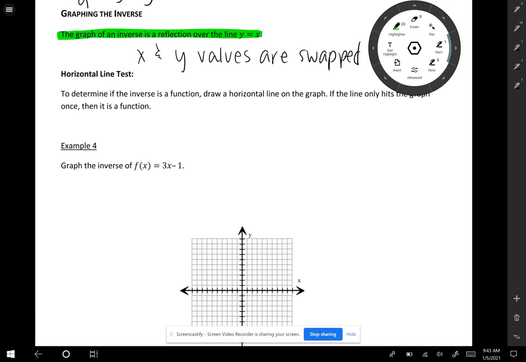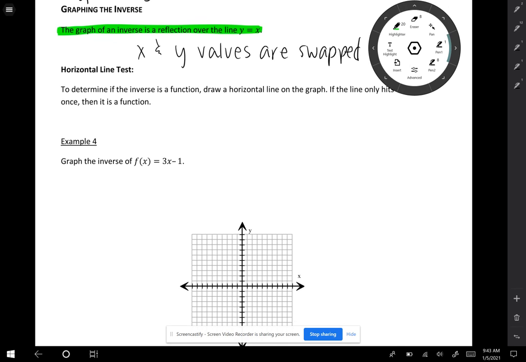Okay. Now, the horizontal line test that we're talking about next is to decide if the inverse is a function. So once you graph the inverse, to decide if it's a function, you draw a horizontal line. If the line only hits that inverse graph once, then it is a function.